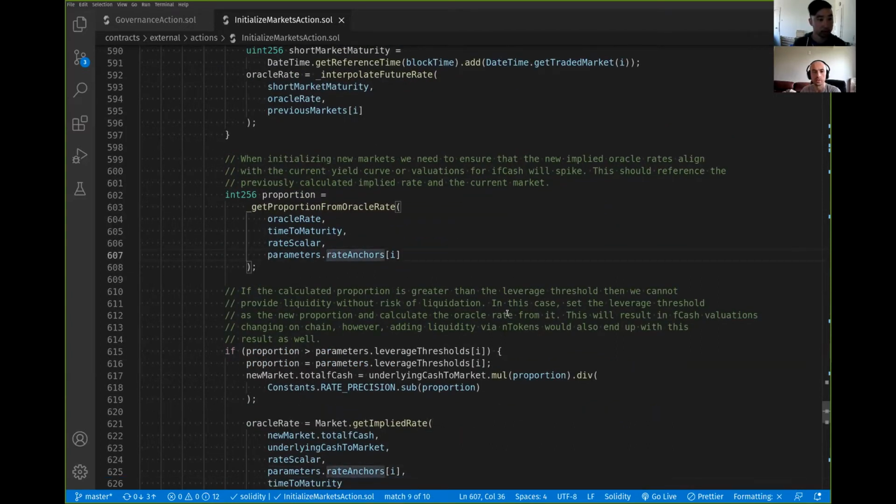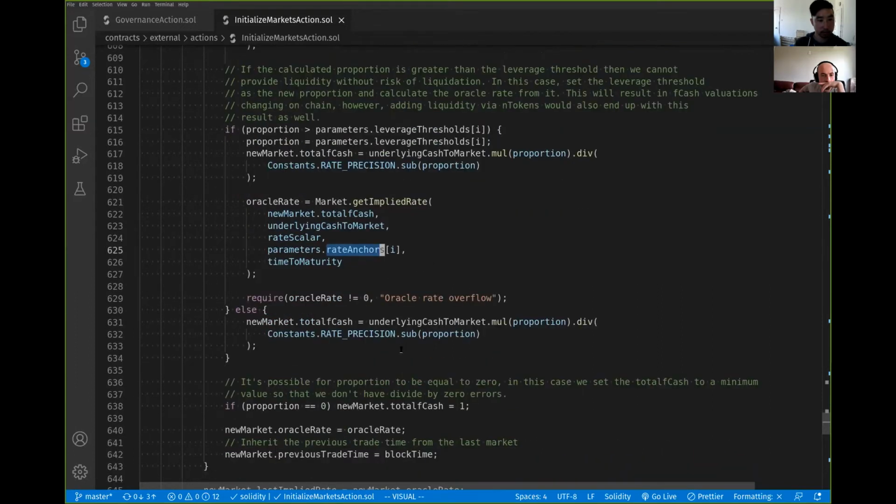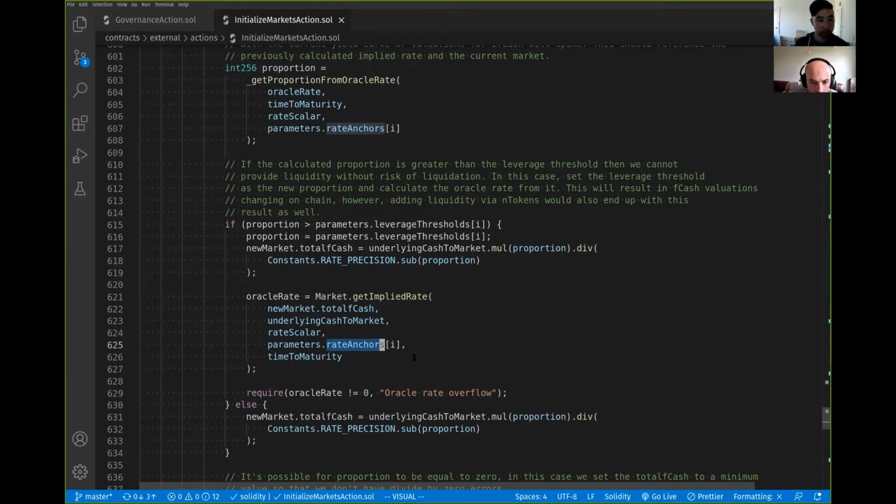Yeah, the rate anchor is just used when we initialize new markets. Oh no, we use it here too. Is that correct? Right here. What does this do? This is when you're over the leverage threshold. Oracle rate. I mean, what is this doing? So we've calculated the proportion, and it is over the leverage threshold. So we're going to set the proportion to the leverage threshold, and we're going to calculate the total fCash at the proportion.